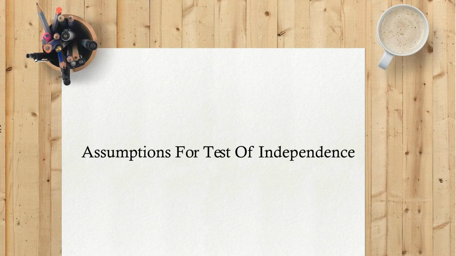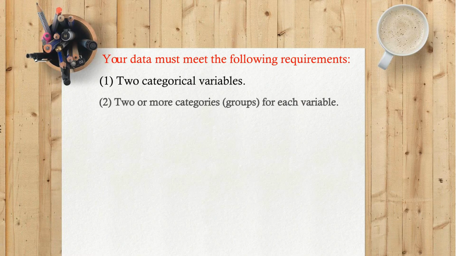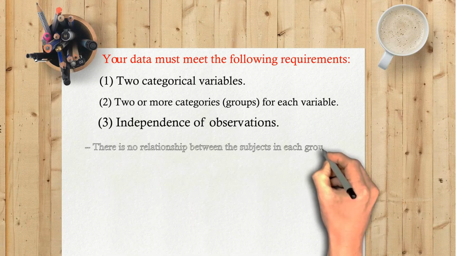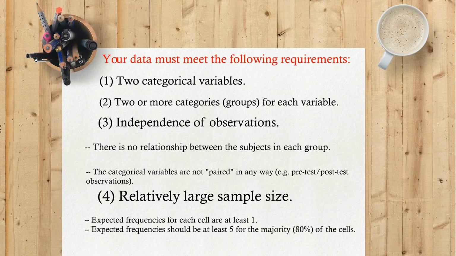Assumptions for test of independence. Your data must meet the following requirements. 1. Two categorical variables. 2. Two or more categories, groups, for each variable. 3. Independence of observations. There is no relationship between the subjects in each group. The categorical variables are not paired in any way, example, pre-test and post-test observations. 4. Relatively large sample size. Expected frequencies for each cell are at least 1. Expected frequencies should be at least 5 for the majority, 80%, of the cells.